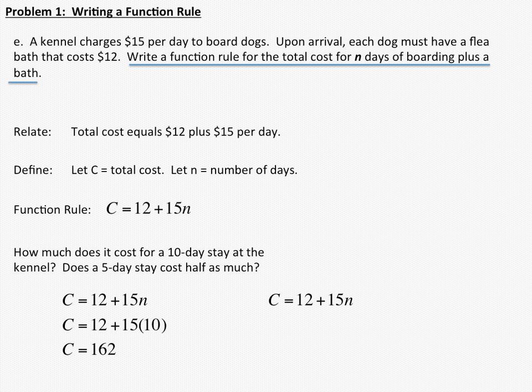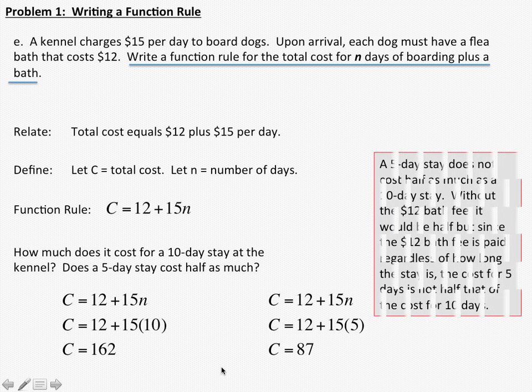If I wanted to see a 5-day stay, I would just put 5 in for n. And if I calculate that, I would get 87. Well, is 87 half as much as 162? It's not. A 5-day stay does not cost half as much as a 10-day stay.